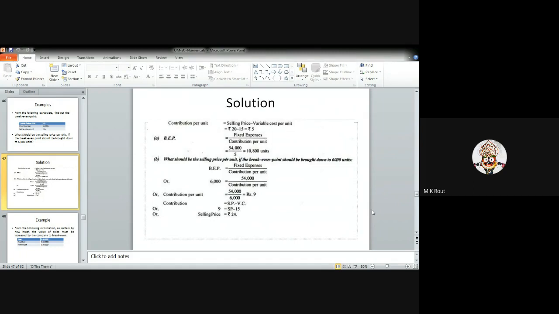So you can use this particular formula, that break-even point equals fixed expenses or fixed cost divided by contribution per unit. Here the break-even point is given 6,000, fixed cost is given 54,000. You have to calculate the contribution per unit in case of selling price. So if you solve this one, you get the answer in case of selling price, that equals 24. Is it clear to all? Yes, sir. So here SP stands for selling price and VC stands for variable cost. Just note down those who are not solving.